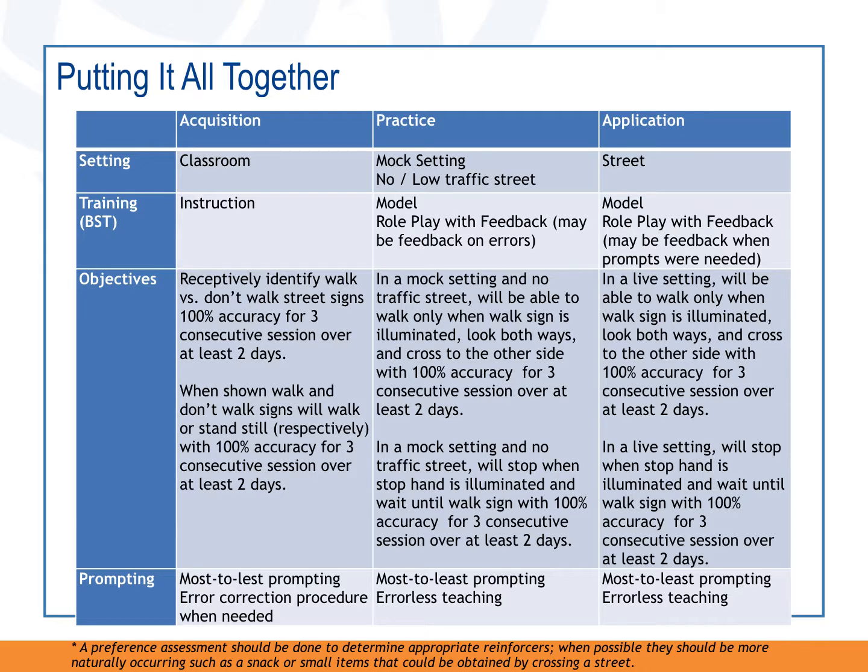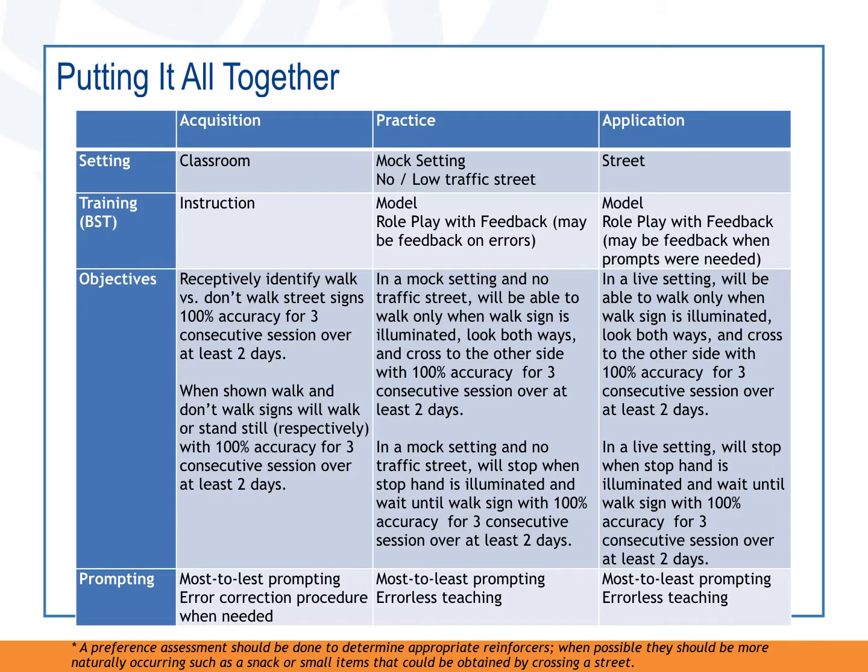And then a second objective is in that mock setting with no traffic, so we need stimulus control for both of the directional signs. They'll stop when the stop hand is illuminated and wait until the walk sign is there. So not only will they walk when there's a walk sign, but basically they won't walk when it's the opposite sign. So kind of training both the SD and the S delta. Going into prompting, so continuing that most to least prompting and doing errorless teaching is really the focus within the practice and application.